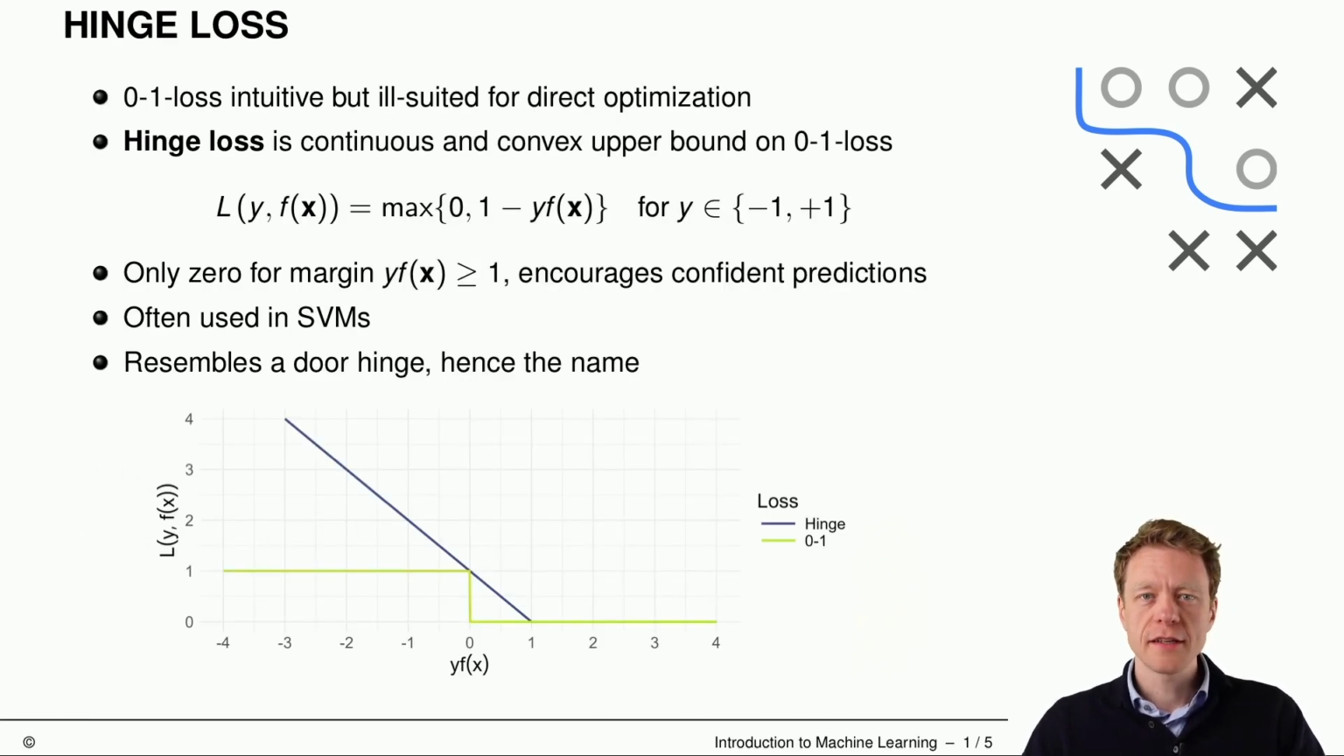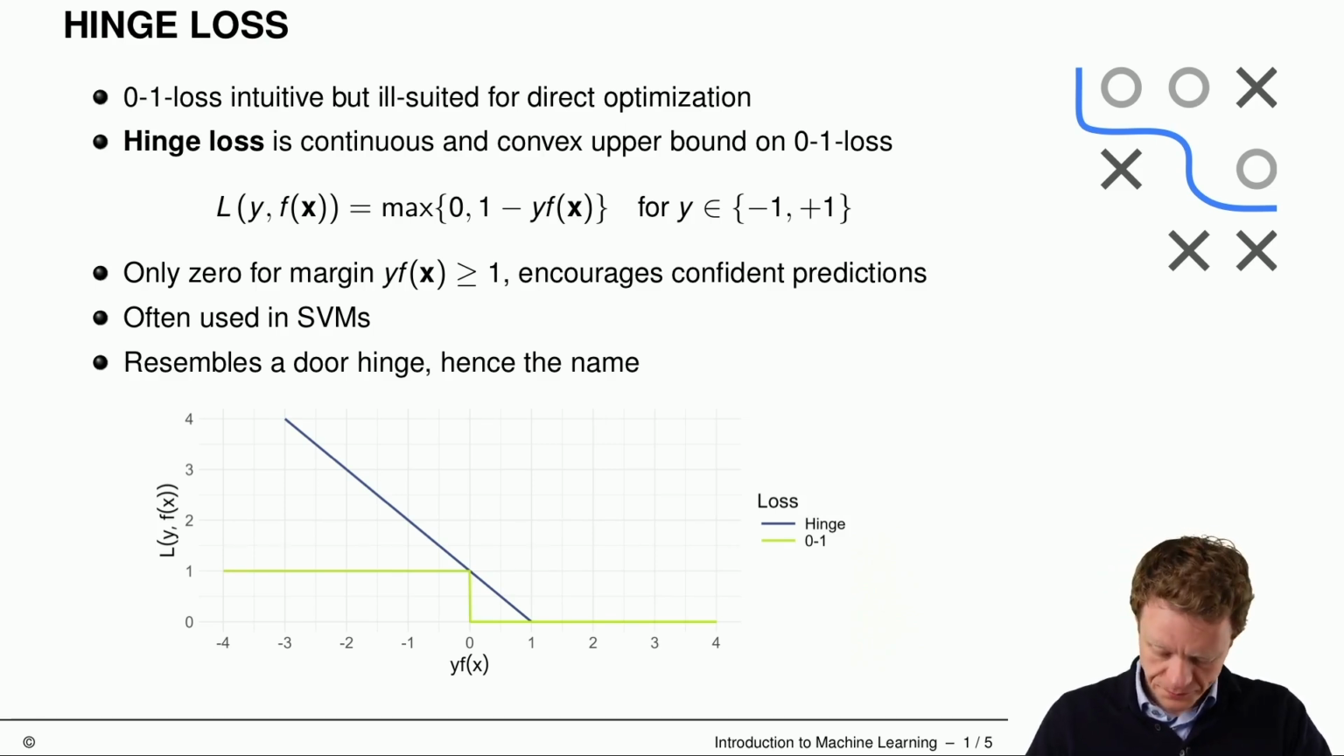We have seen that the 0-1 loss is a very intuitive loss, but it's not well suited for direct optimization as it's not differentiable, not even convex and not even continuous, right? So the Hinge loss tries to use the good intuitive characteristics of the 0-1 loss, but approximates this in a continuous and convex form, even if it's not continuously differentiable.